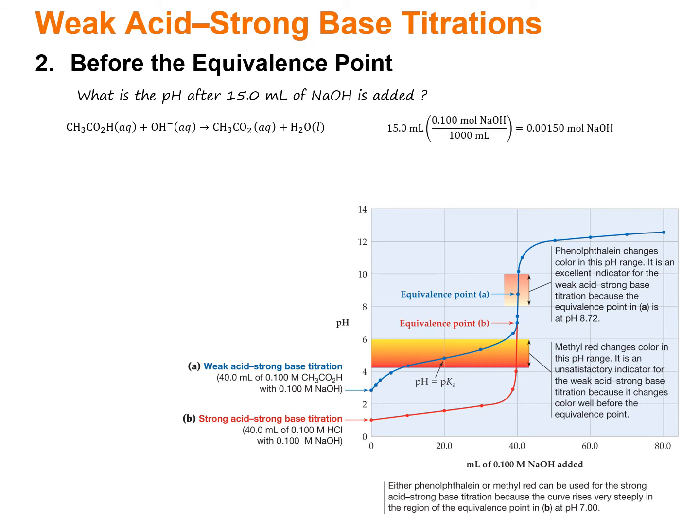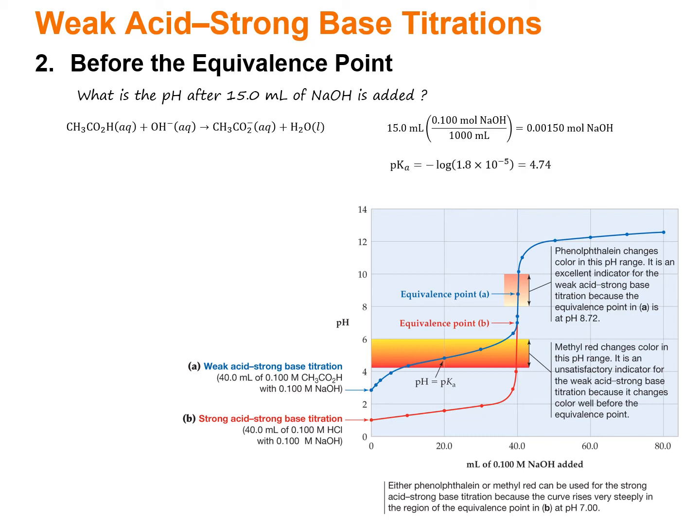We know that we've had 40 milliliters of 0.1 molar acetic acid, so it's the same as our previous problem, where we'll have 3 times 10 to the minus 3 moles of acetic acid present to start with. As far as the sodium hydroxide, that'll give us 1.5 times 10 to the minus 3 moles of sodium hydroxide that we've added after 15 milliliters, as you can see in the calculation just up above on the top right there.